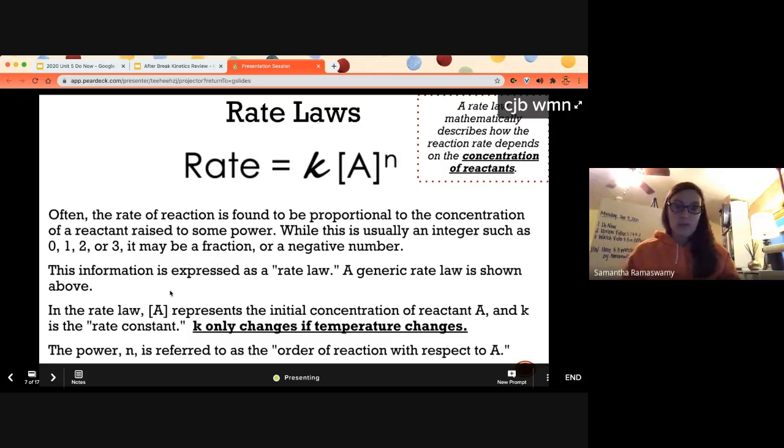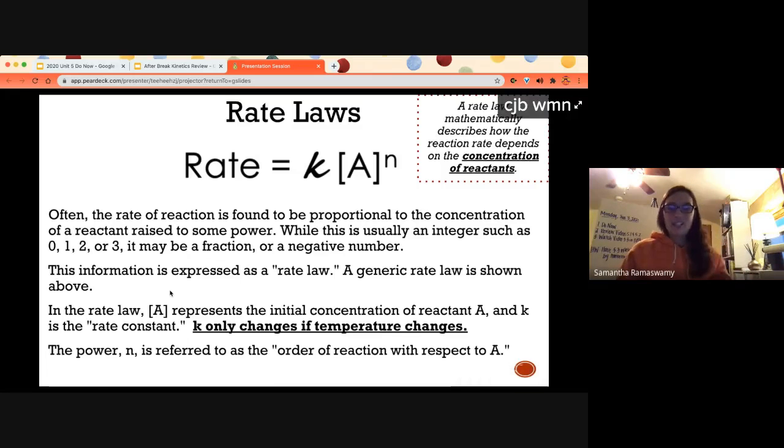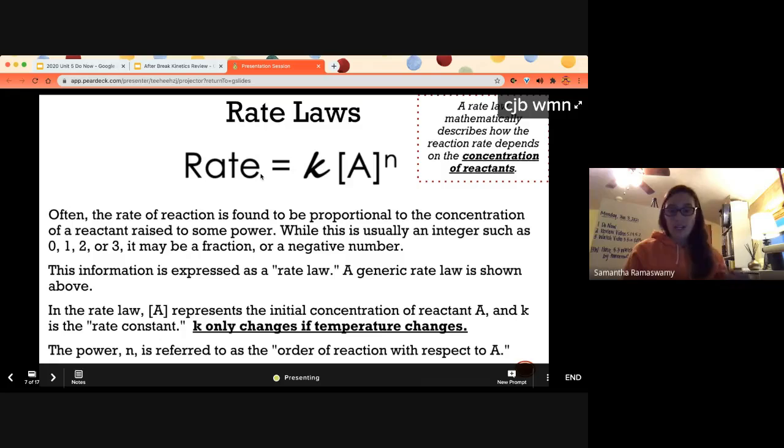But this information, this is the rate law, right? You always have to have rate equals k and then your concentration of reactants. Now, if all of your reactants are 0 order, then your rate law is just rate equals k. So you always have to at least have rate equals k. Remember that your rate constant, k, only changes if temperature changes. Otherwise, it is a constant.